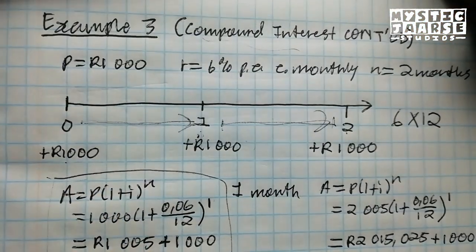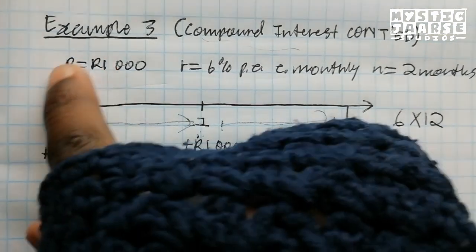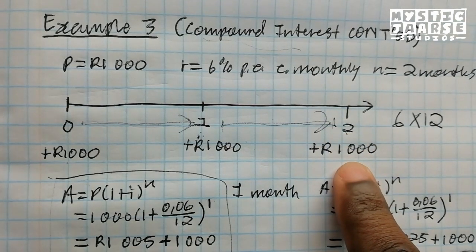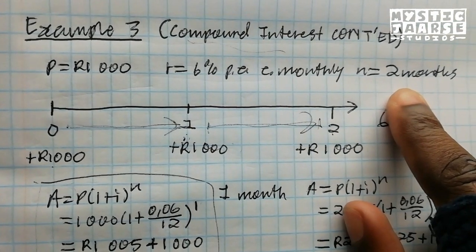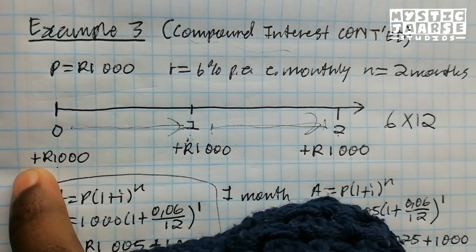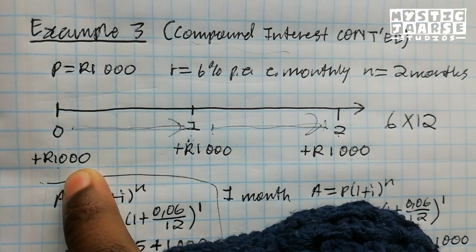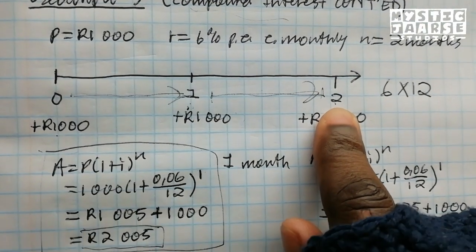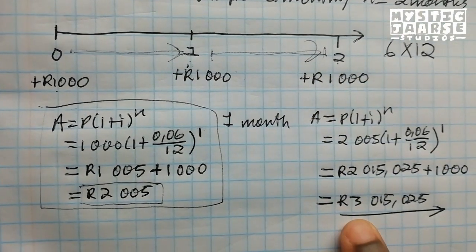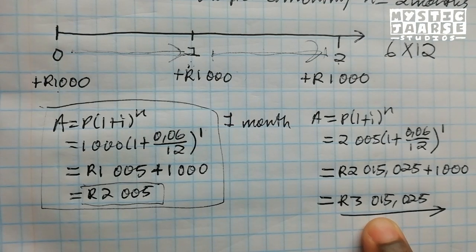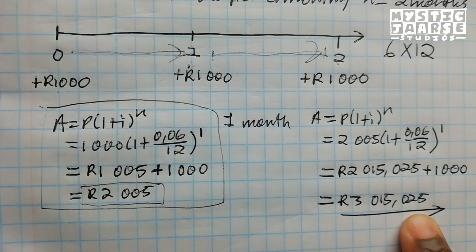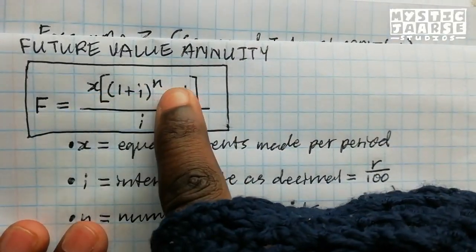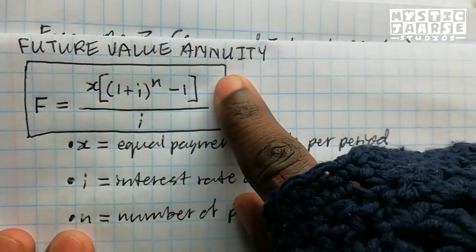Now, what we just did here is we calculated how much money this person will be having in the future, which is 2 months in the future. So in the present, when he deposited his first 1000 rands into the account, we wanted to see how much money he will be having in 2 months, and we found that they were going to have 3015 rands 25 cents. So this is called a future value annuity, and its formula looks like this.